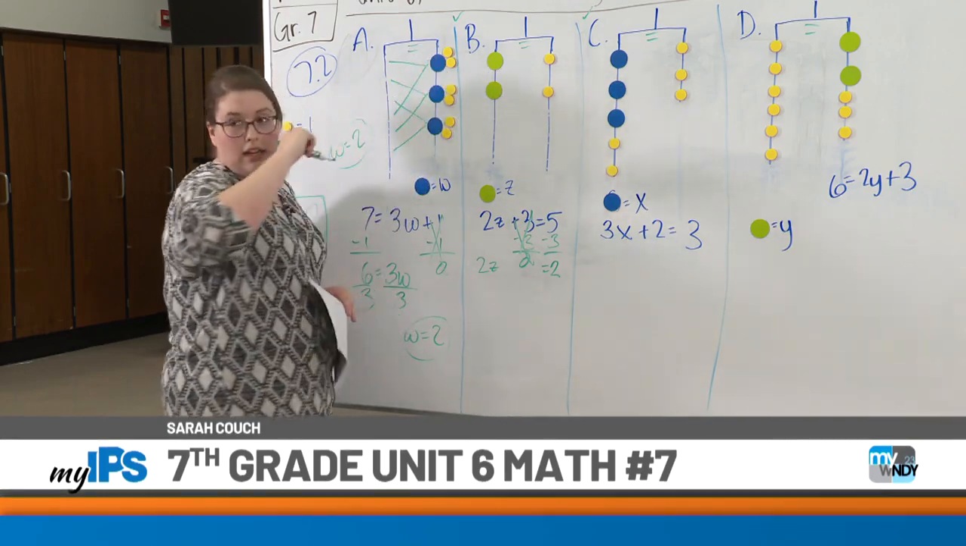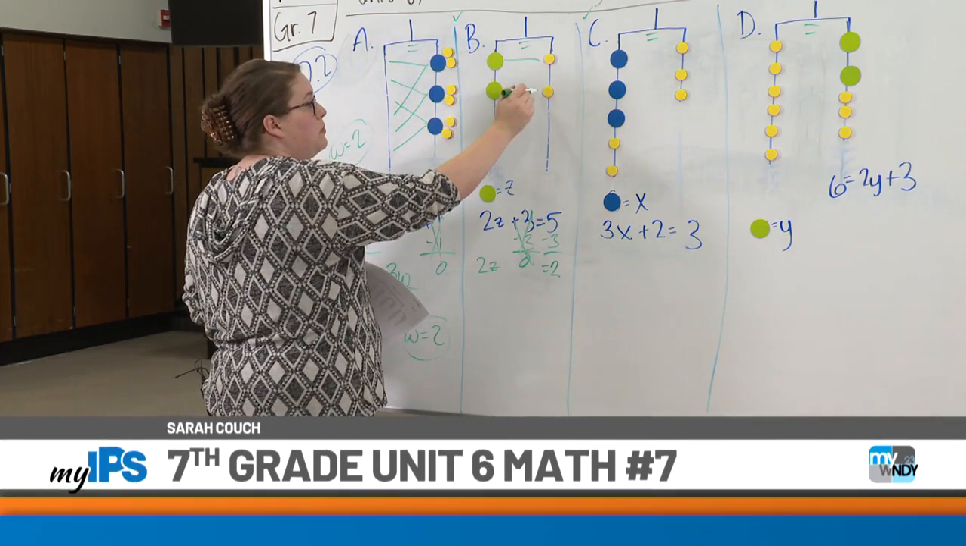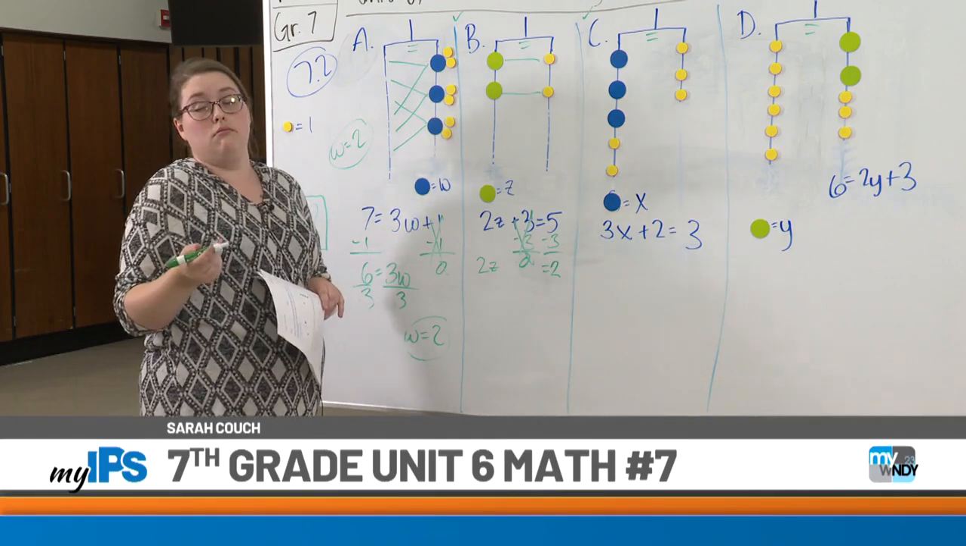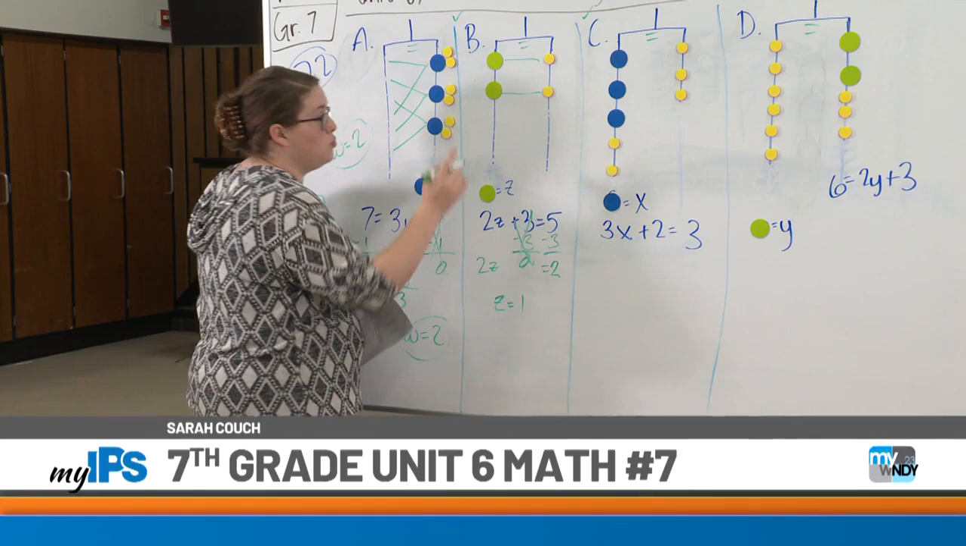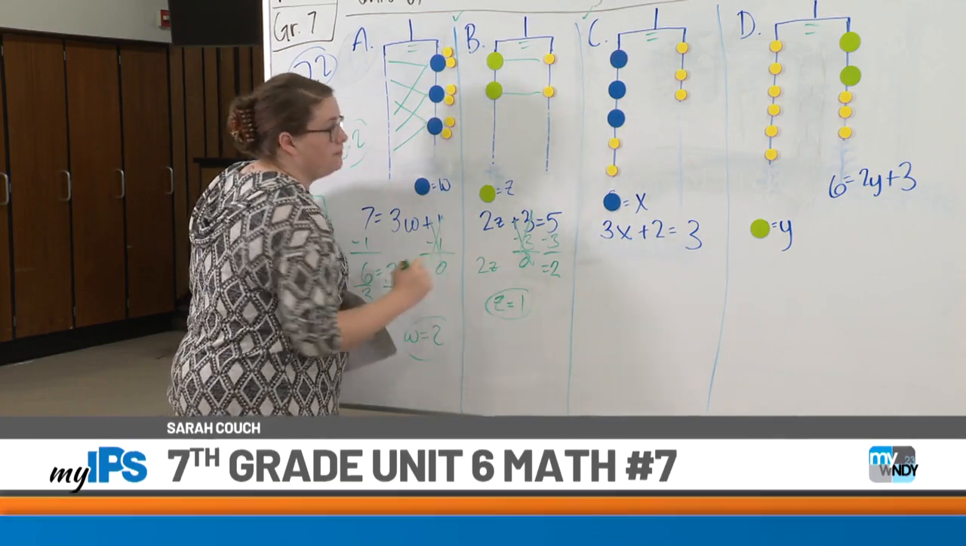So I'm going to do the same thing again. I'm going to put 1 here, put 1 here. Do I have any left? No. So that means that the Z is equal to the same value as one of these units right here.